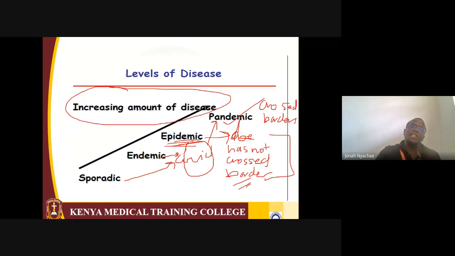That is why there are diseases which you classify as notifiable diseases, so that we prevent a possible pandemic, epidemic, or endemic. We seek to ensure that it remains at the lowest level, that of sporadic.